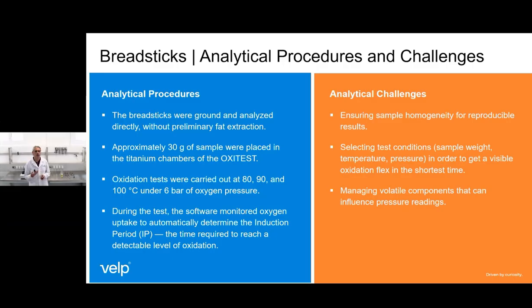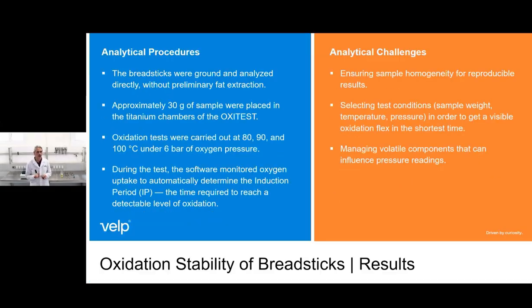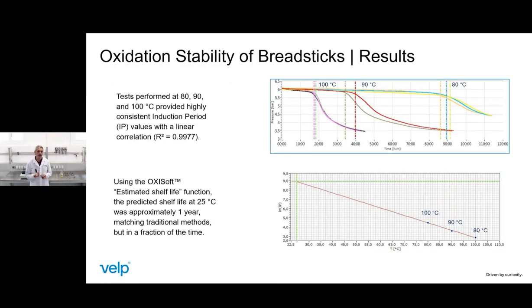The challenge here is to ensure homogeneity of the sample and manage volatile compounds which can influence pressure reading in the chamber. Oxidation stability of breadsticks shows us that we can have different bending curves.